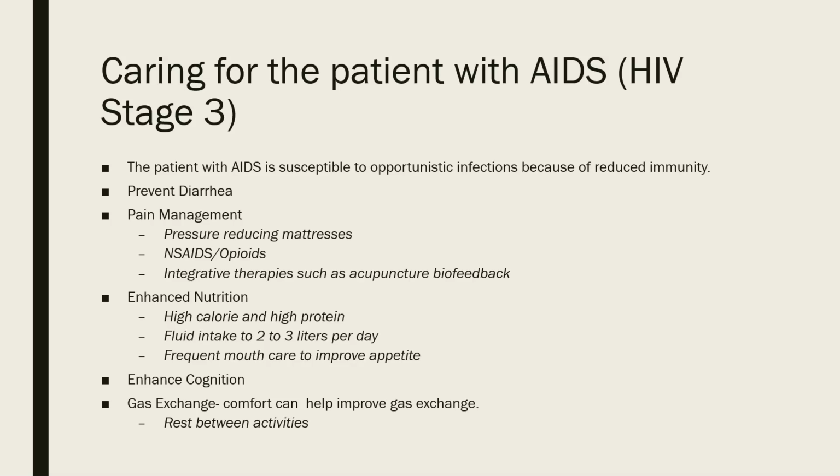There are some integrative therapies that are very helpful with your HIV population, including acupuncture and biofeedback. When you're looking at the dietary needs of the patient with HIV and AIDS, especially if they're in stage 3, which is more the AIDS, you want to make sure that they're on a high-calorie, high-protein diet, that their fluid intake is between 2 and 3 liters per day, and that they're getting frequent mouth care, because this can also help to improve their appetite. And you want to enhance cognition.